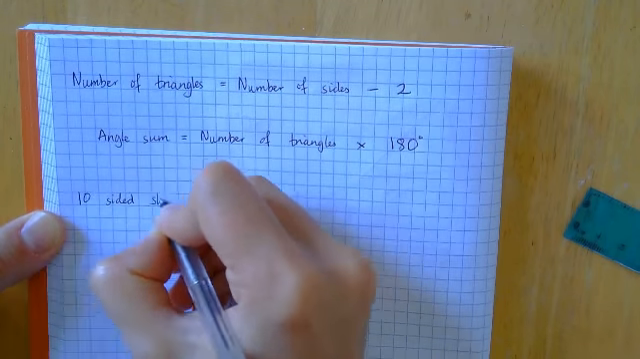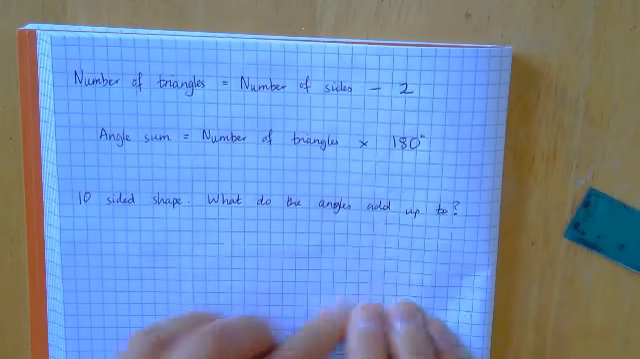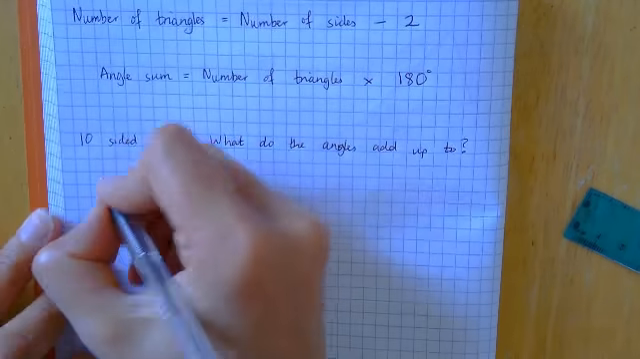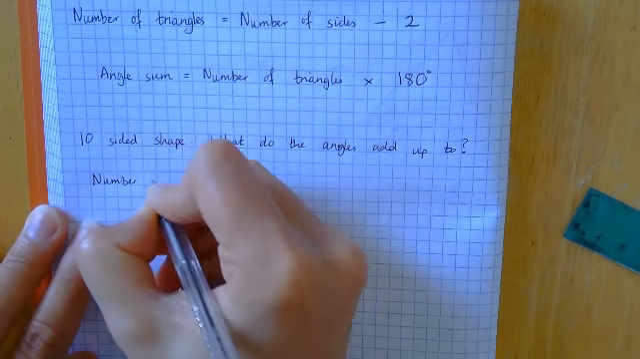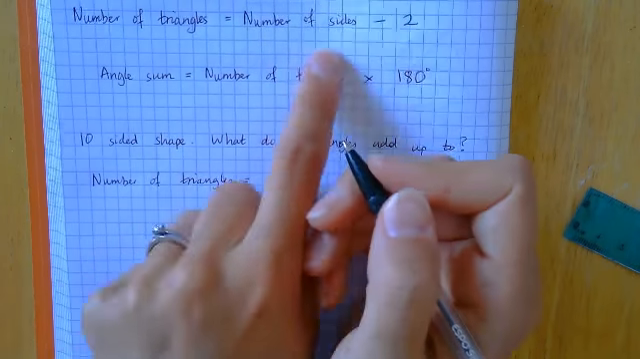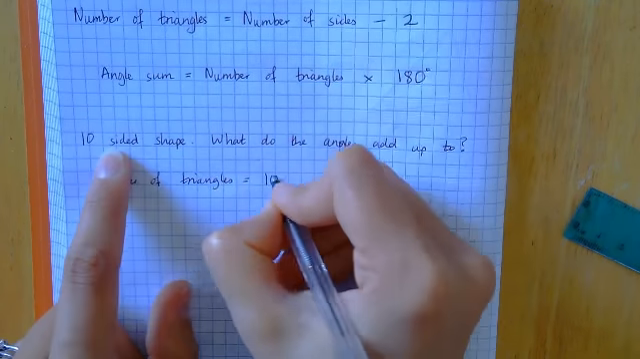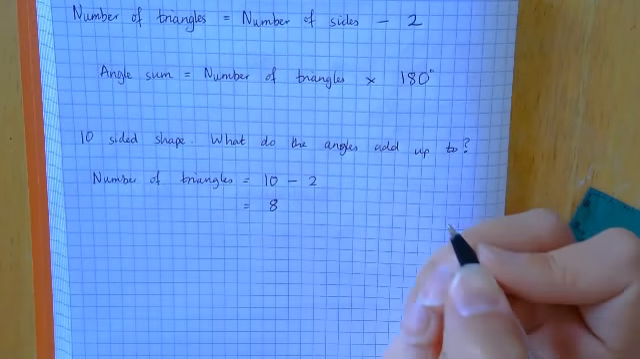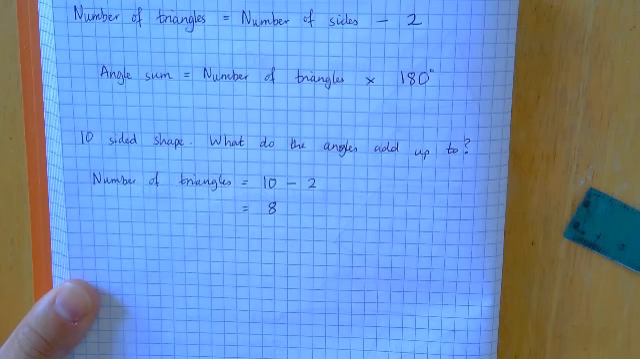So let's say I've got a 10-sided shape. And I want to know, what do the angles add up to? Okay, so we don't need to draw it. Let's just follow our formulas. So the number of triangles equals, now it's the number of sides take away 2, and I've got a 10-sided shape, so I'm going to do 10 take away 2, which is 8.